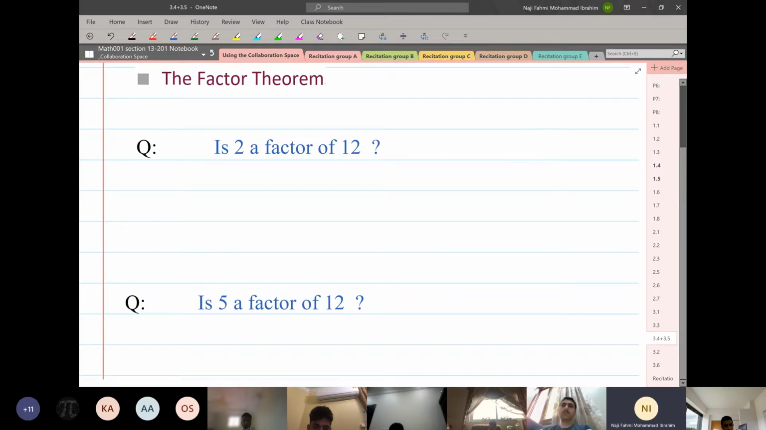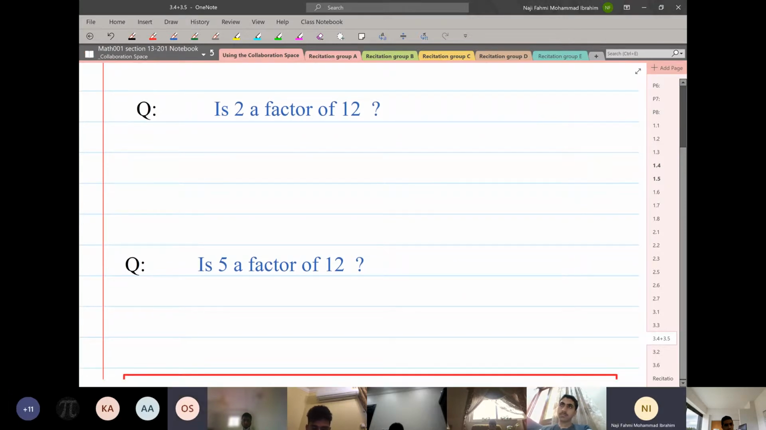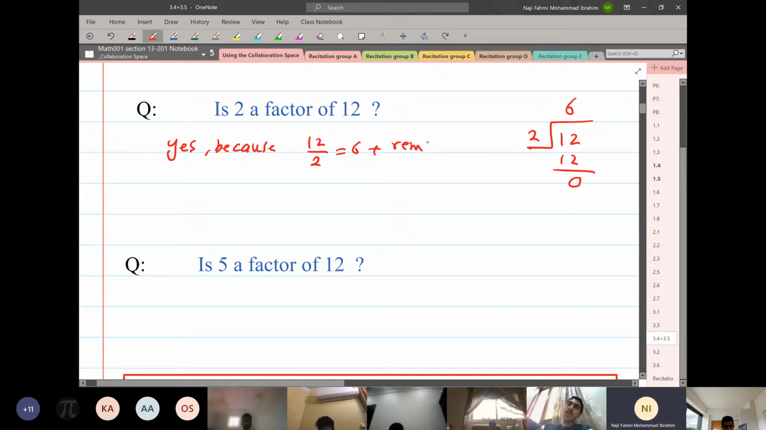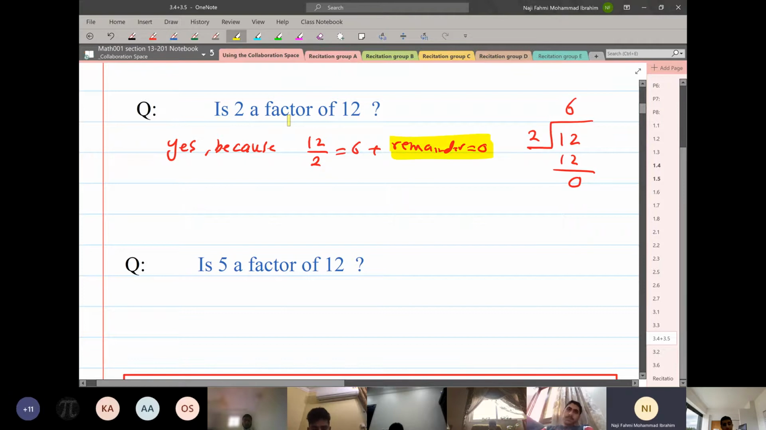Let's read this first question. Is 2 a factor of 12? Yes, the answer is yes. Why? Because if I divide 12 by 2, the answer is 6, since 6 times 2 is 12. And what's the remainder? 0. This is the meaning of factor. So when I say factor, the remainder should be zero.